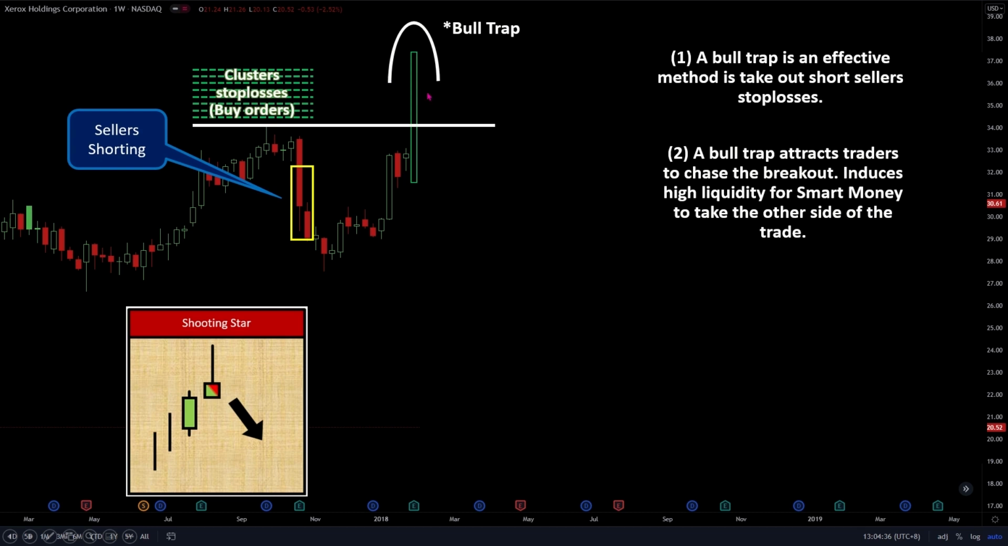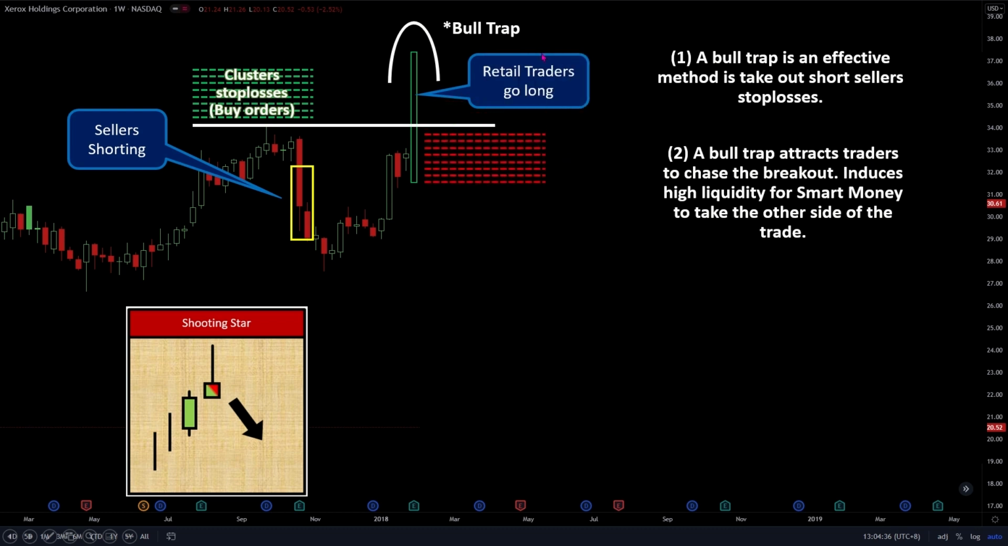In the markets, it's full of conflict of interest, and this is one of them. At this area, a lot of bullish traders come and chase this breakout candle. This breakout candle is meant to take out the cluster of stop losses here, which are buy orders. At the same time, retail traders who go long over here provide liquidity to the smart money, and the smart money may go short over here.